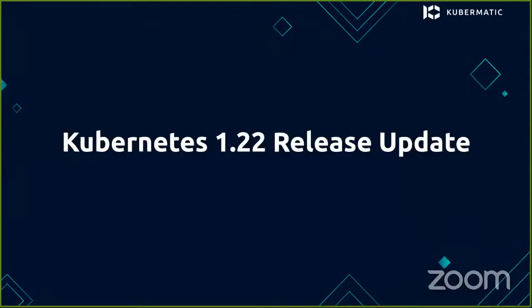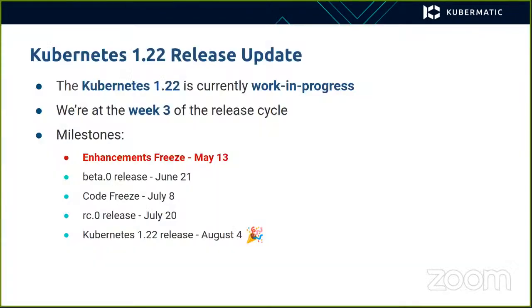Now that we have seen Kubernetes 1.21 and what's new, let's look at 1.22. The 1.22 release is currently work in progress. We are at week 3 of the release cycle, so we have just started. I want to mention that since the release cadence KEP got merged, we are going to have only 3 releases this year. The first one being 1.21. We are going to have 1.22 in August and 1.23 by the end of the year, probably beginning of December.